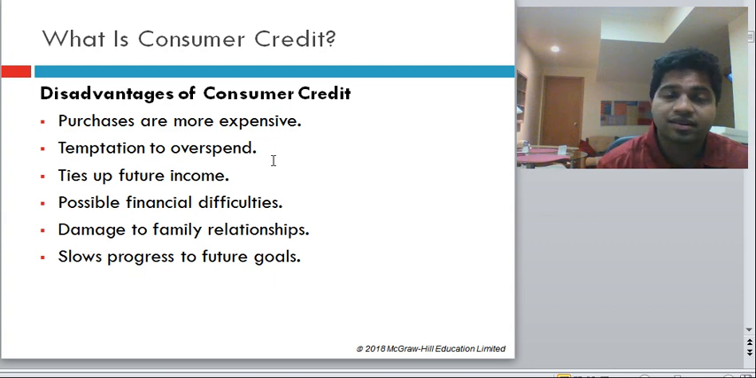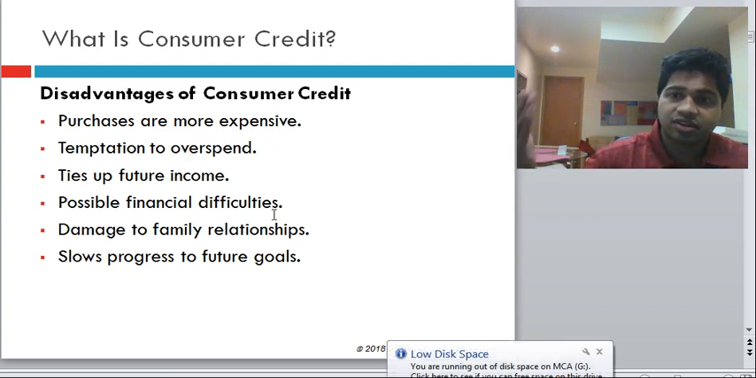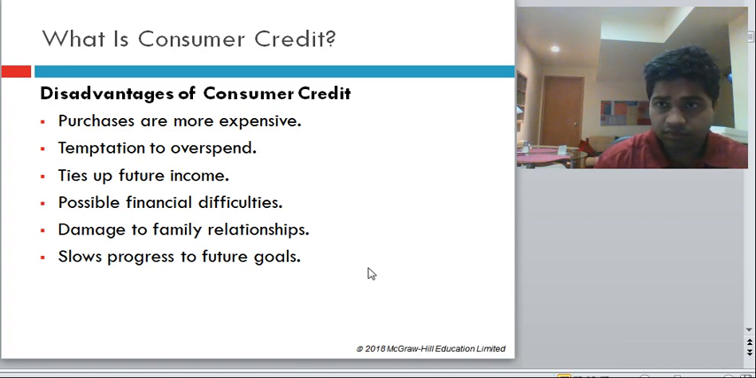Temptation to overspend ties up future income. So your future income is reduced because of your payment plans. Possibility of financial difficulties, damage to family relationships, and it slows progress to future goals.